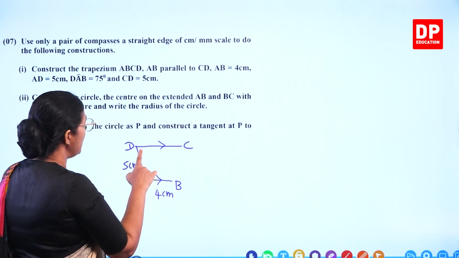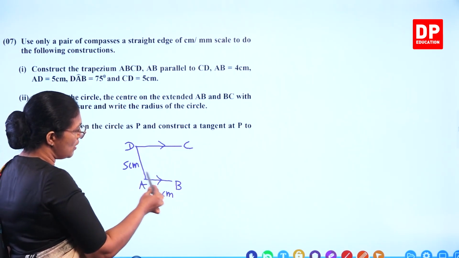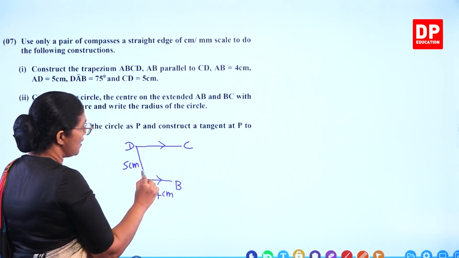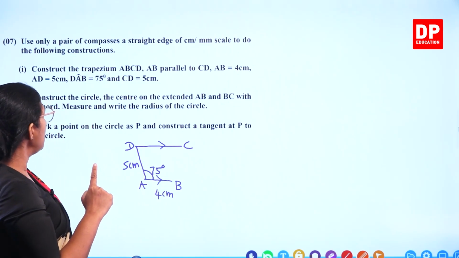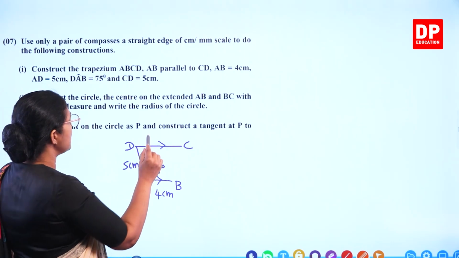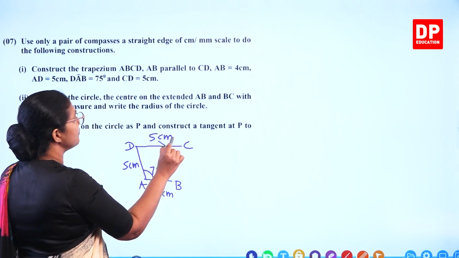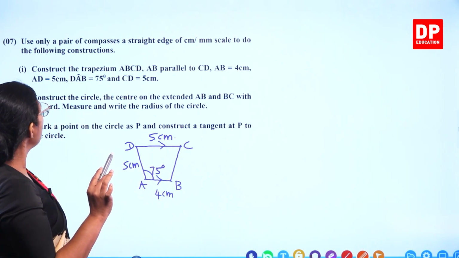And DAB is 75. Not like this actually. So towards this side. But doesn't matter, we'll mark it. 75 should be DAB and CD is 5 centimeters. So something like this. So now we can construct.